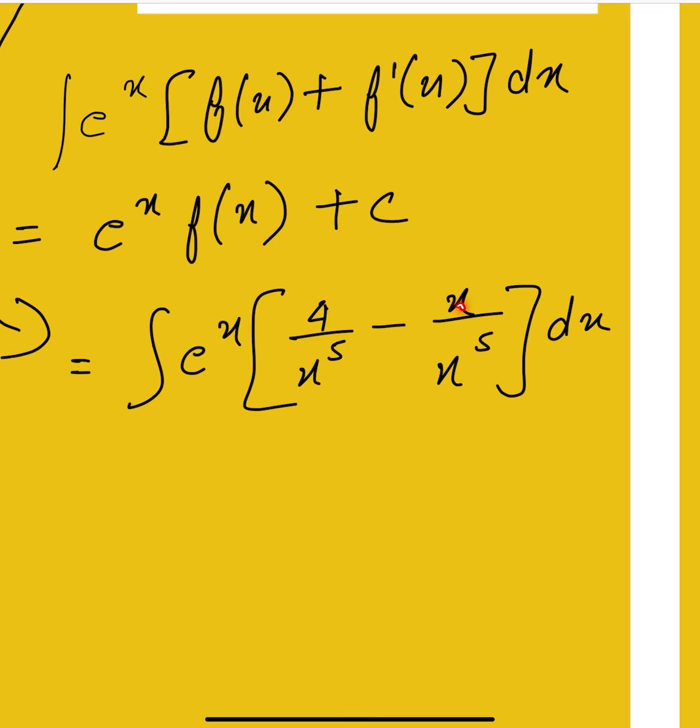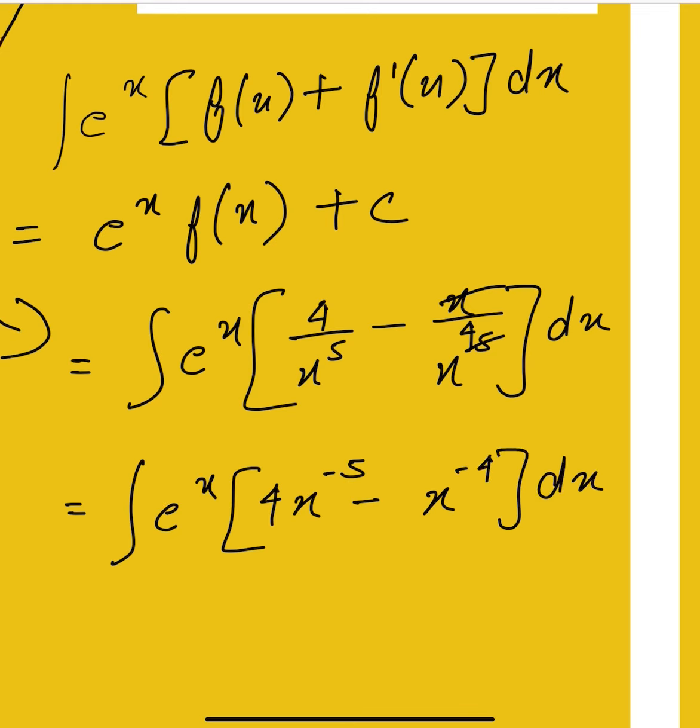Let's simplify this. So x and x to the power 5 will cancel, and this will become power 4. And we are going to bring these expressions in the denominator to the numerator. So x to the power 5 when brought up becomes x to the power minus 5, minus x to the power minus 4 dx. Now all you have to check is whether one function is the differential of the other.